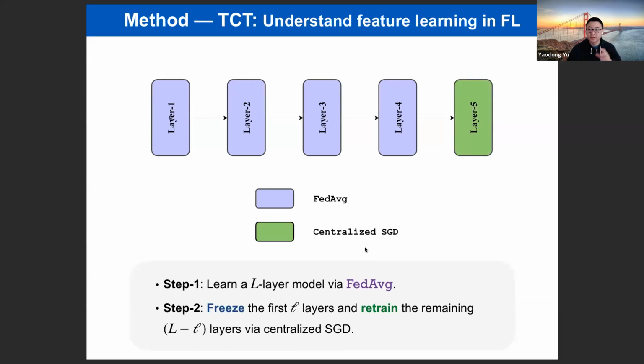To give a better picture, here we freeze the first 4 layers and just retrain the last layer using centralized SGD. We can also freeze the first 3 layers and retrain the remaining 2. And in the extreme case, if we retrain the whole thing, all the layers, this reduces to the upper baseline of centralized SGD. So in the federated averaging case, the weights are fully removed from this network.